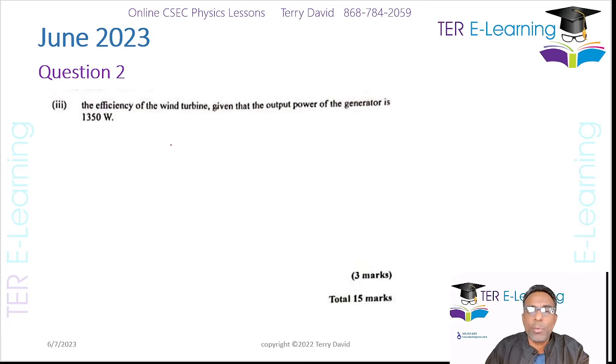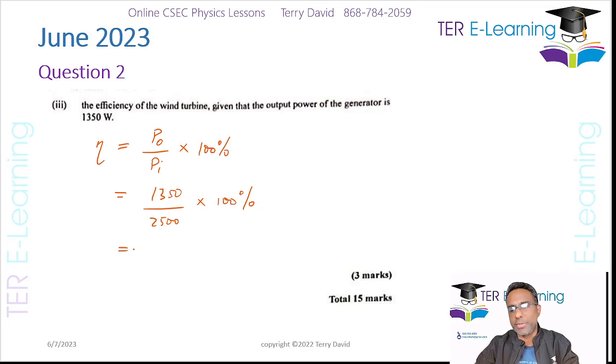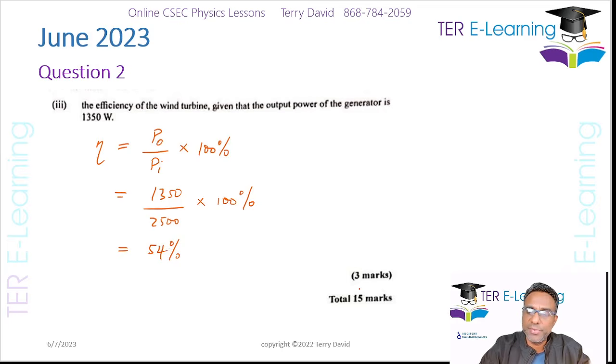The second thing here, they want the efficiency of the turbine. You need to know that efficiency is equal to power output over power input multiplied by 100%. Your power output, they said the output of the generator is 1350, over the power input, which was 2500, multiplied by 100%. In this case, it's going to be 1350 divided by 2500, and you're going to get about 54% efficiency.